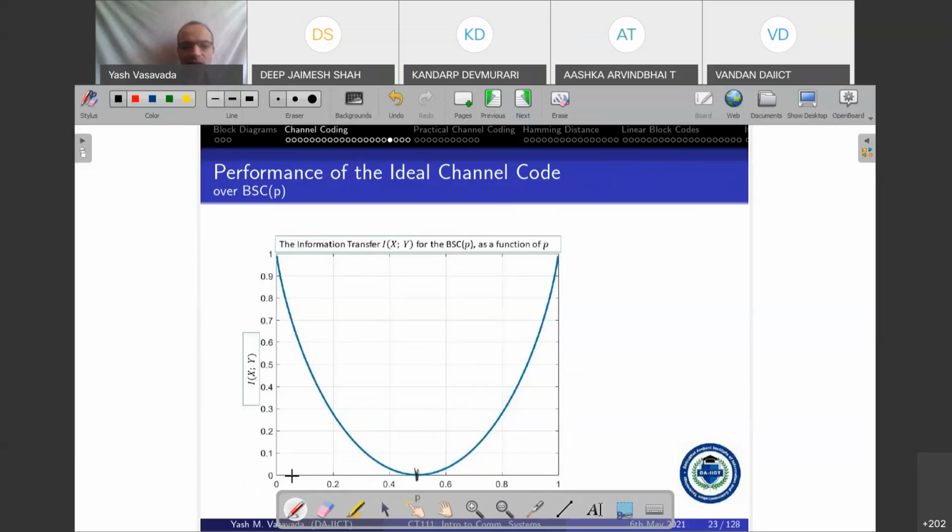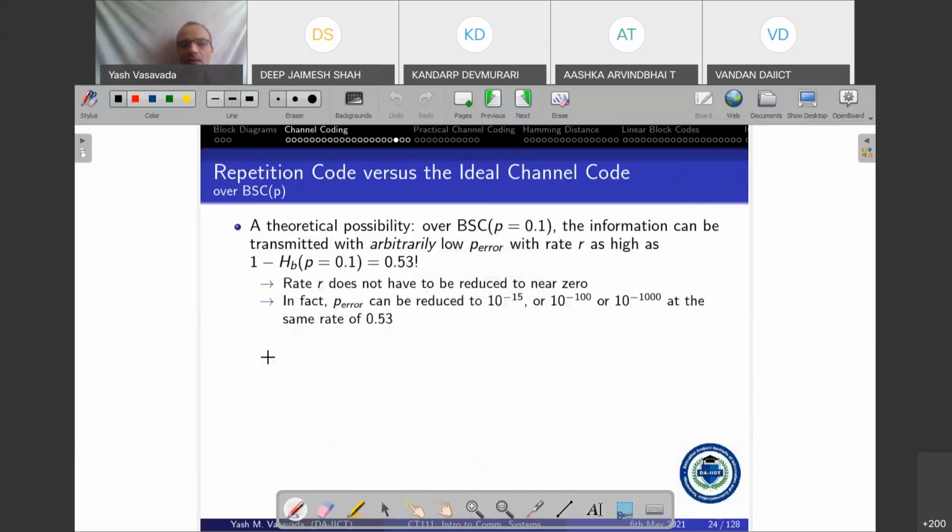And the other question that we had, what is the value when p is equal to 0.1? We just look up over here. It's a little more than 0.5. So with p equal to 0.1, we can transfer the information at a rate of not 900 bits per second. It is not that high, but about 530 bits per second.